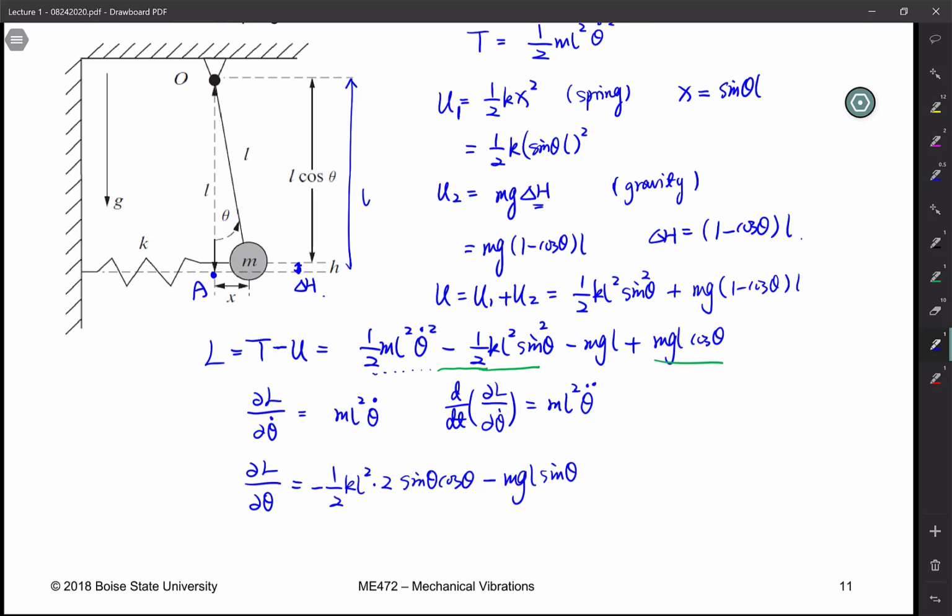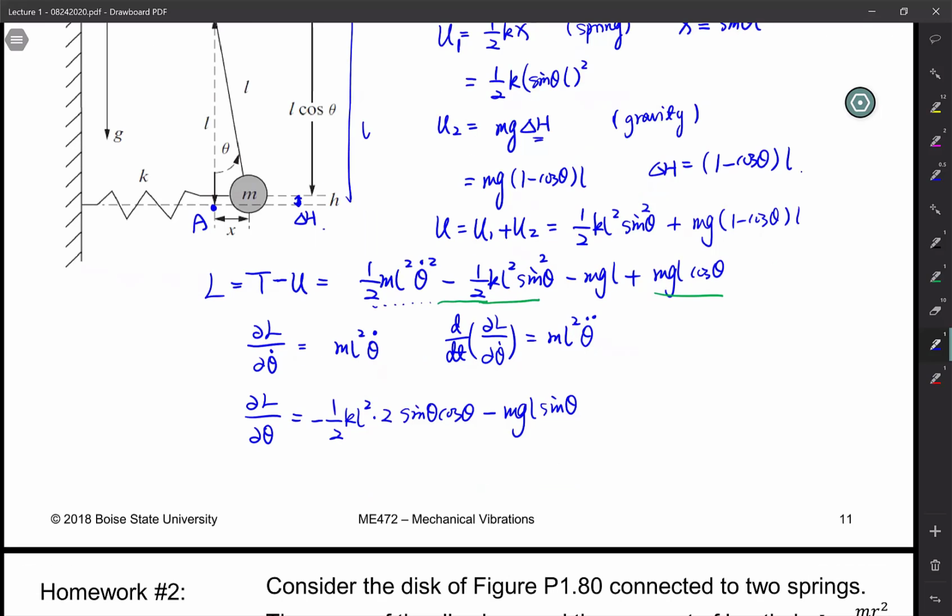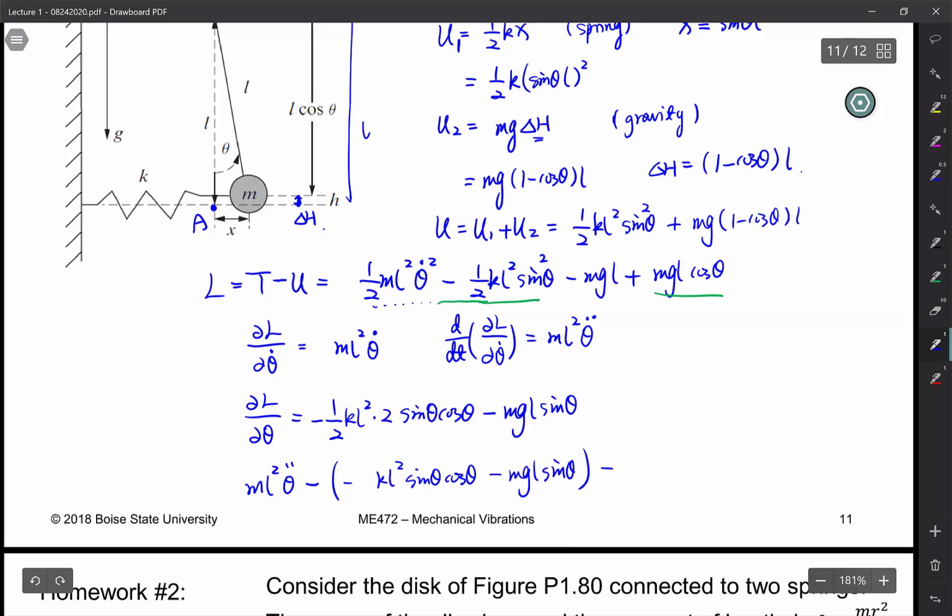All right. So then you just go back to Lagrange's method, and then you're going to have m L squared theta double dot minus whatever is in it. And then the half and the 2 times, they cancel out. That equals 0. So that's eventually your solution.